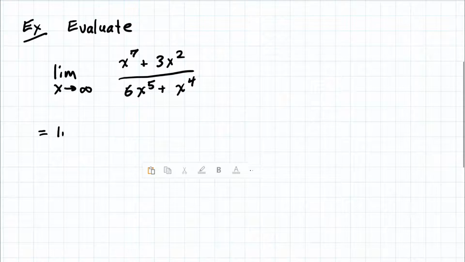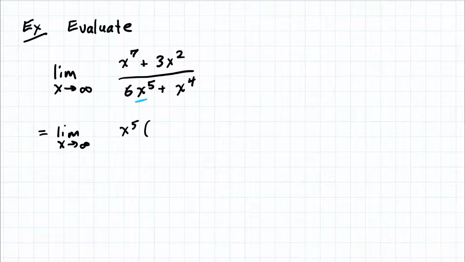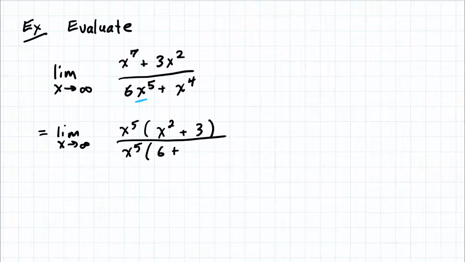You can factor out this lower degree here from both the top and the bottom. So that would be factoring out x to the fifth from the top, so that'll leave x squared plus 3. And then on the bottom, when you factor out x to the fifth, that'll leave a 6 plus 1 over x. All right, now you can see, of course, these x to the fifths cancel.